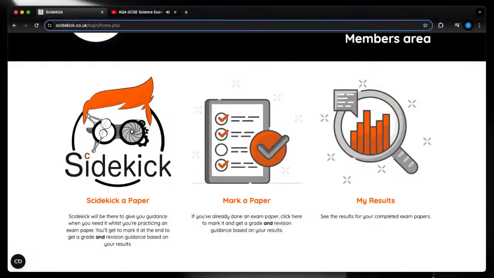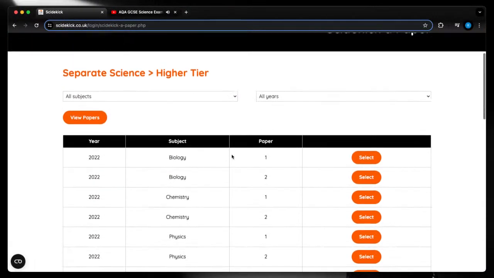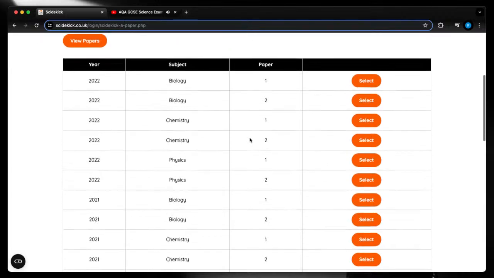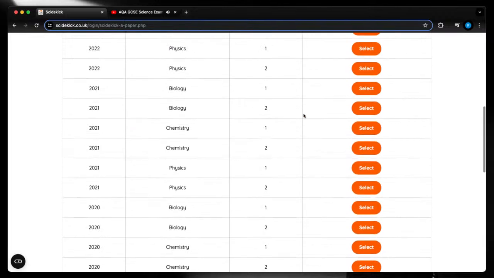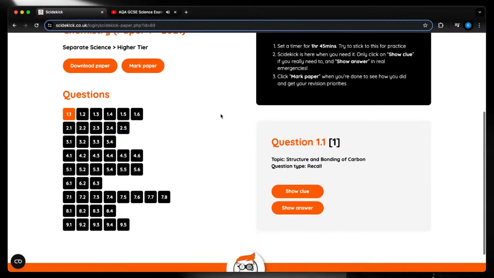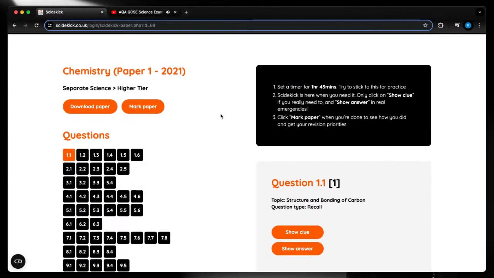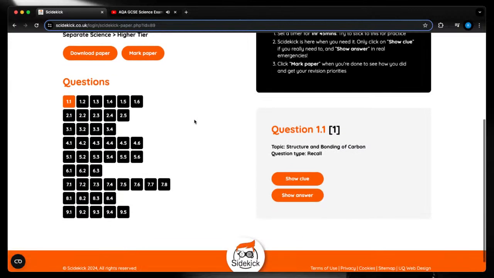So what you do when you Sidekick a paper is you pick a paper. I'm on separate science higher, but when you sign up, it'll be separate science foundation, and you just pick a paper. So let's do a chemistry one. Okay, so chemistry paper 121. You can filter at the top here as well, and what that'll do is it'll bring you to here. Now you can download the paper. You can from here, so you can print it off and have a go at it. But this will be here when you're doing your exams, okay? So you set a timer, you start doing your past paper, and you're practicing, okay? And then you come across a question like, oh, I'm not really sure about that.